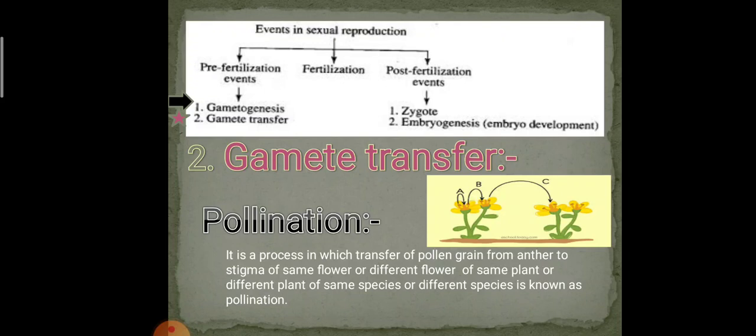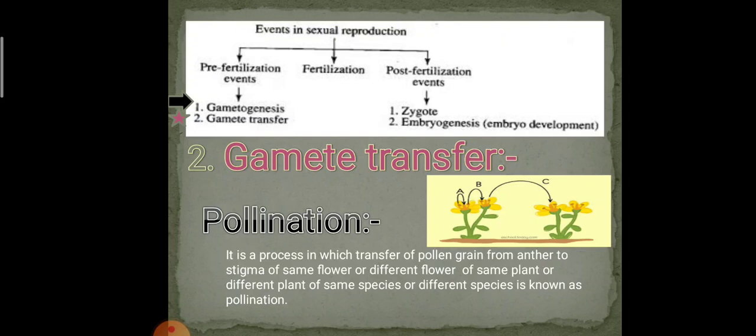What is meant by pollination? It is a process in which pollen grain is transferred from anther to stigma. In this diagrammatic representation, you can clearly observe that transfer of pollen grain takes place in A, B, C types. A indicates transfer of pollen grain from anther to stigma of the same flower. B indicates transfer of pollen grain from anther to stigma of a different flower.